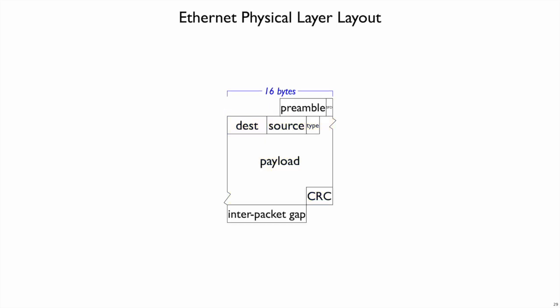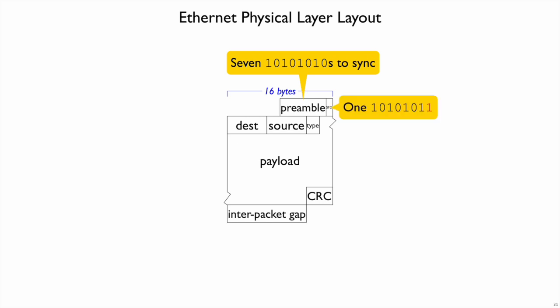When this frame goes over an actual wire, the physical level layout is the same thing as the conceptual layout, but we're going to start with 7 bytes that are 10, 10, 10, 10, and the purpose of that repeating pattern is to help the physical device sync, recognize an up and down pattern, and get in the right frequency with the incoming signal. The preamble ends when there's another number that's just like the ones that were repeated, but with an extra 1 bit at the end.